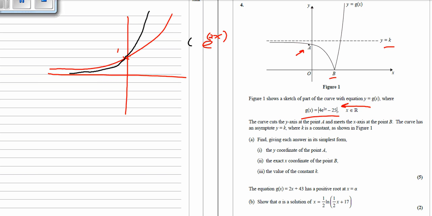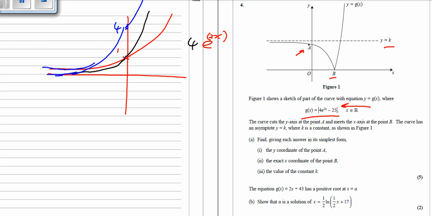Now, if we're going to times that by 4, what's going to happen is we're going to stretch it going up and going down. So therefore, this one is going to go through at 4, and it's going to make it a lot steeper. And it's going to go down, but still never touch the x-axis.